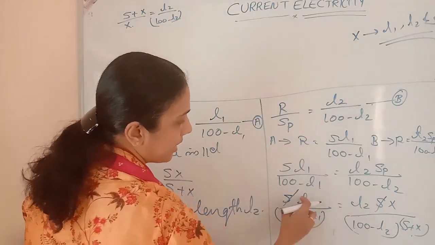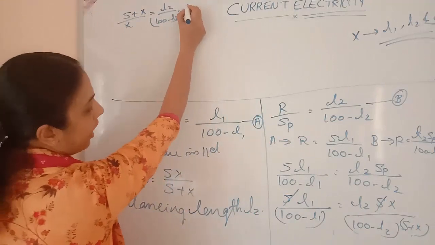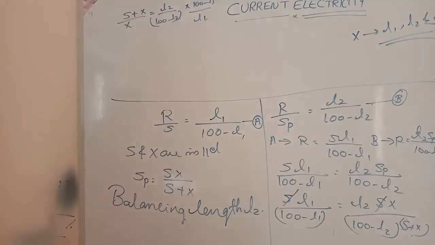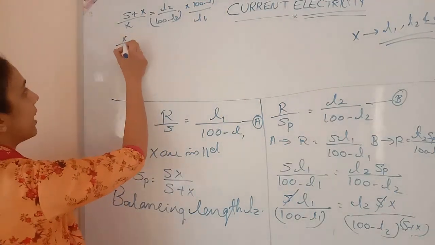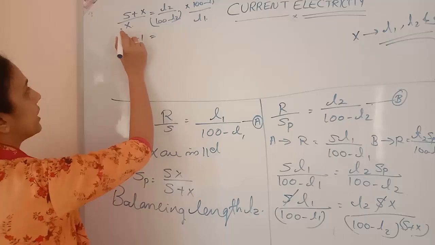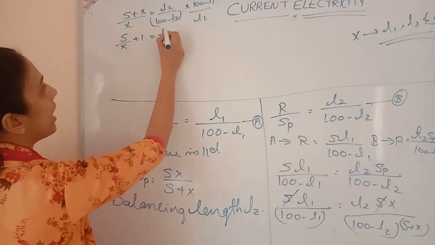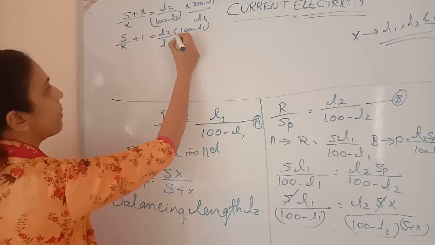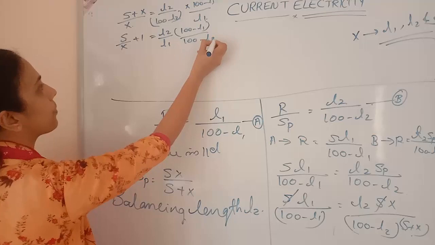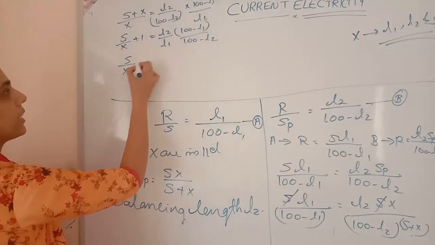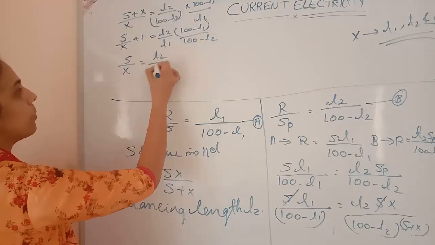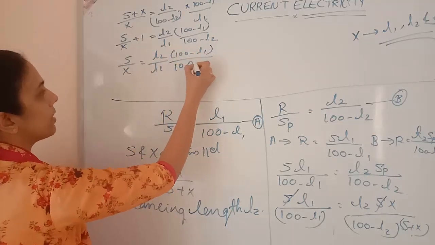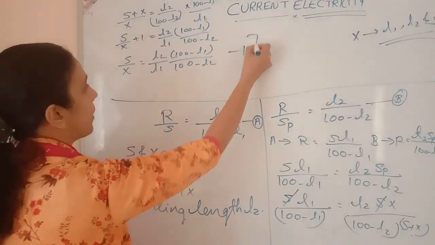L2 divided by 100 minus L2. Here, 100 minus L1 divided by L1. Okay, like that it will be. Now S by x plus 1 is equal to L2 by L1 into 100 minus L1 divided by 100 minus L2. Right, then what is S by x? S by x equals L2 by L1 into 100 minus L1 divided by 100 minus L2, minus 1.